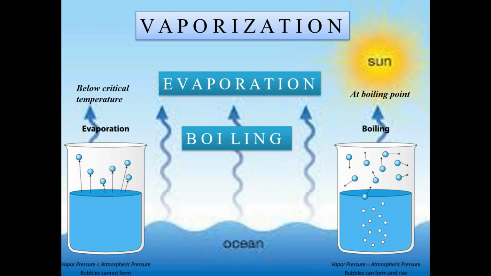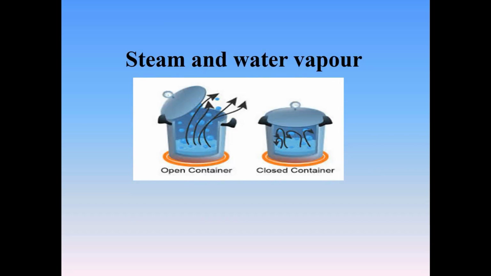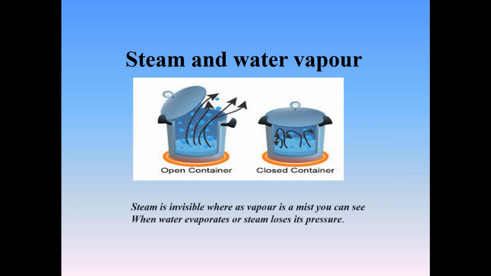One more basic question that is asked in the interviews is the difference between steam and water vapor. Steam is just water in the gaseous state. It is invisible, whereas vapor is a mist. You can see it when water evaporates or steam loses pressure. For instance, when you boil water in a closed container or a pressure cooker, water turns to steam inside the cooker, and when this steam escapes out of the vent, it loses pressure and turns to vapor.